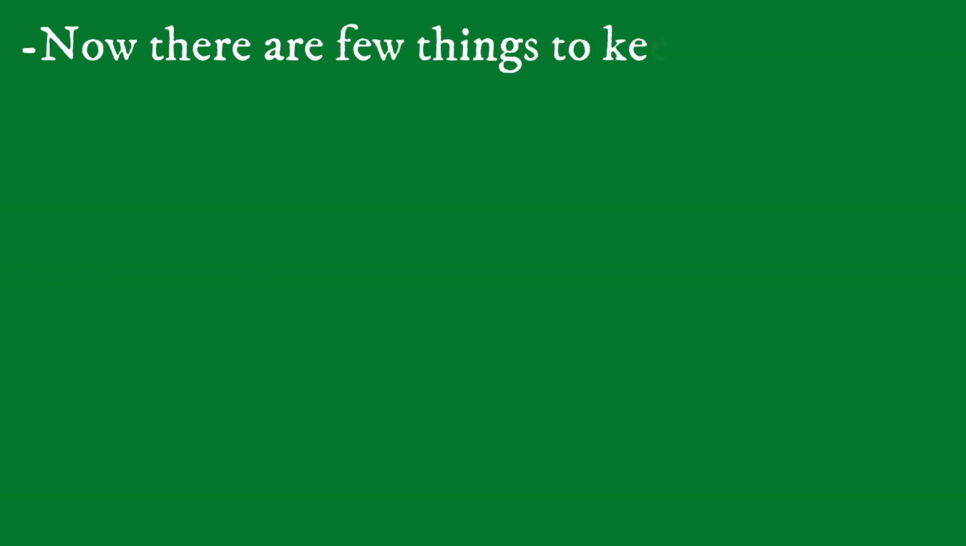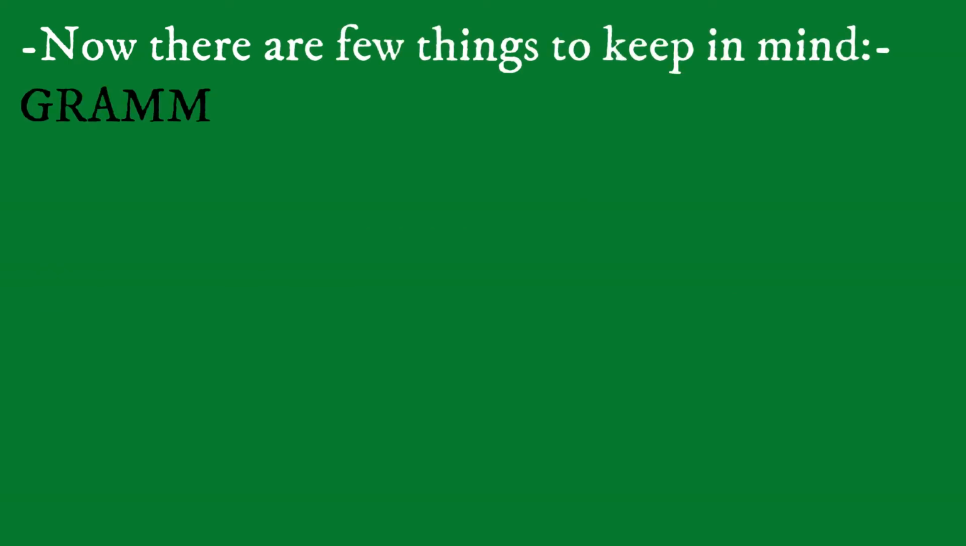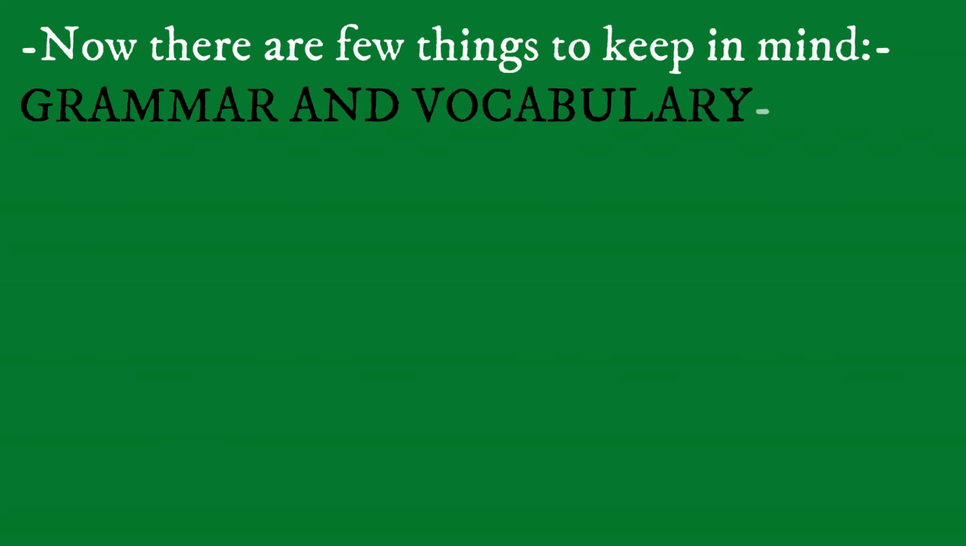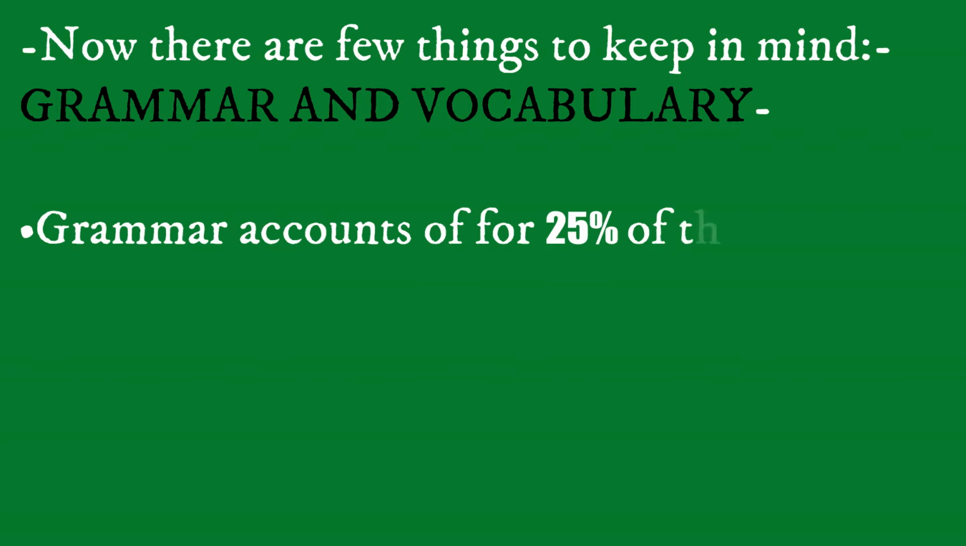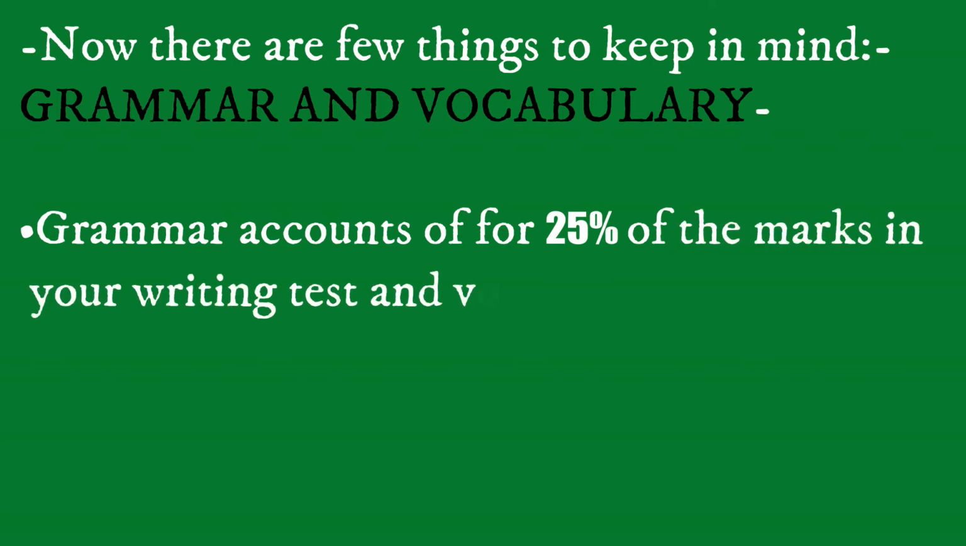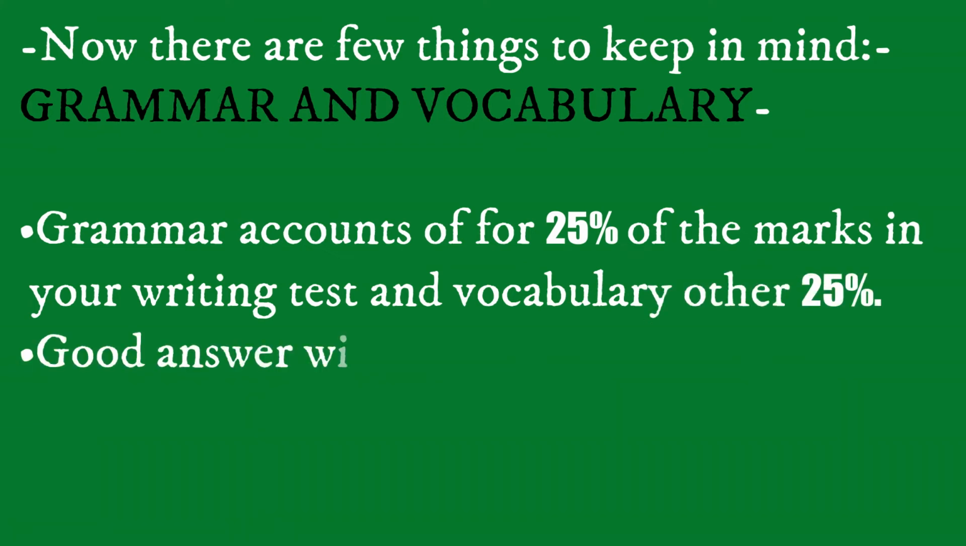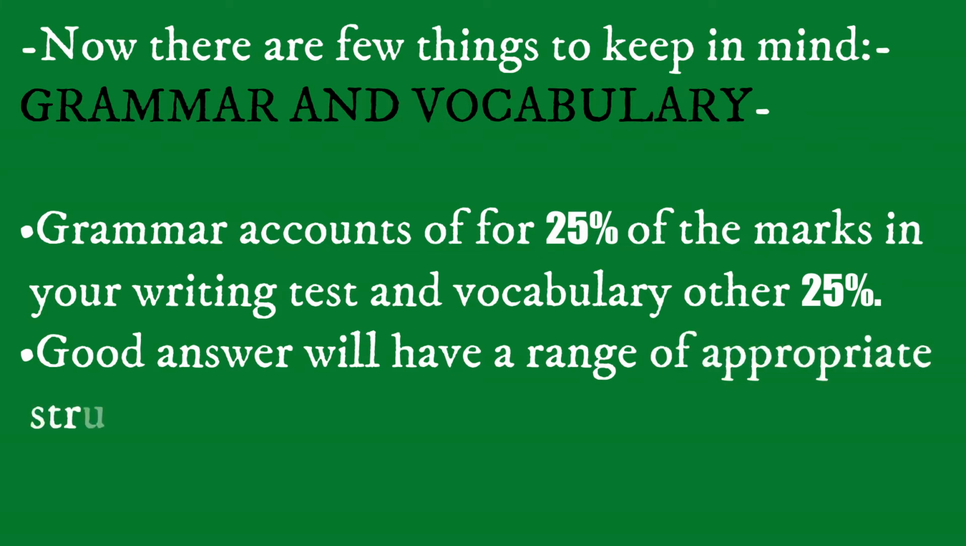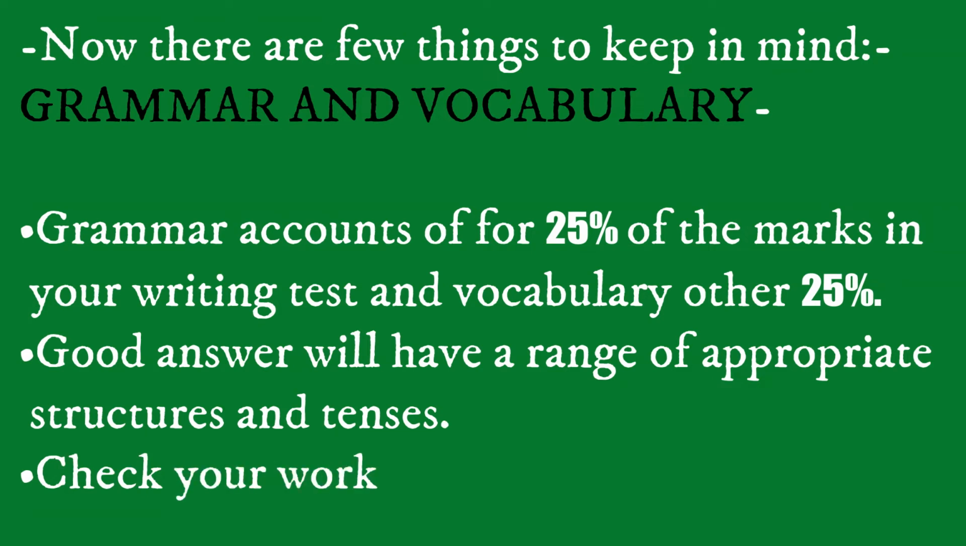Now, there are a few things to keep in mind when writing task 1. The first thing is grammar and vocabulary. Grammar accounts for about 25% of marks in your writing test and vocabulary another 25%. So a good answer will have a range of appropriate structures and tenses. And check your work after you finish writing, because you can remove any spelling mistakes or unnecessary grammar mistakes which can reduce your band.